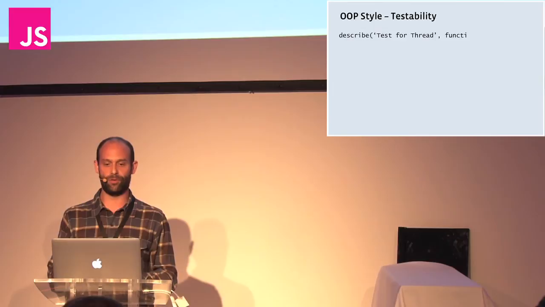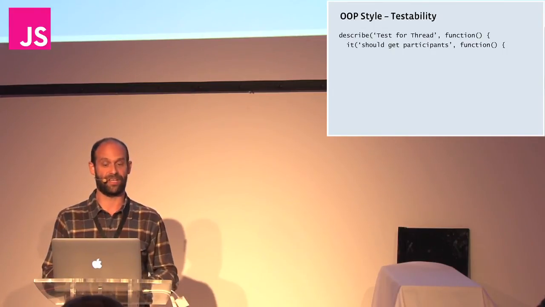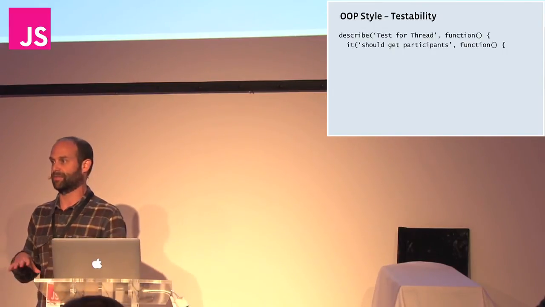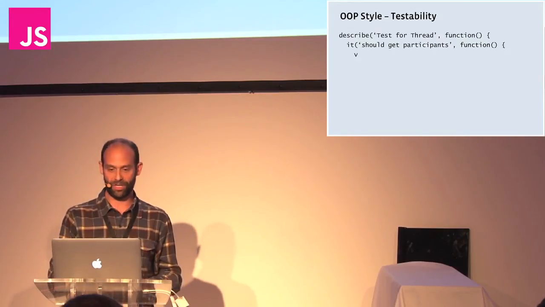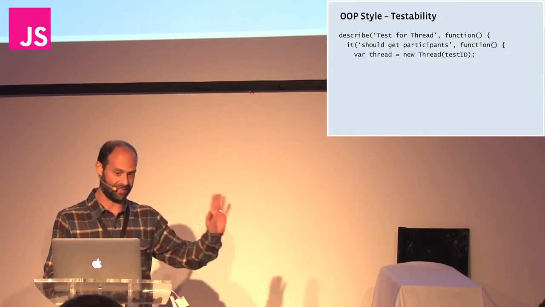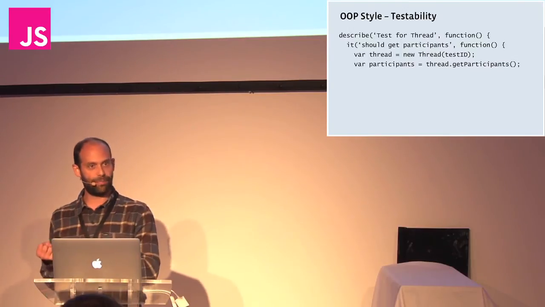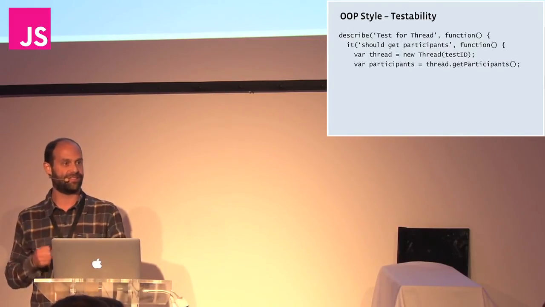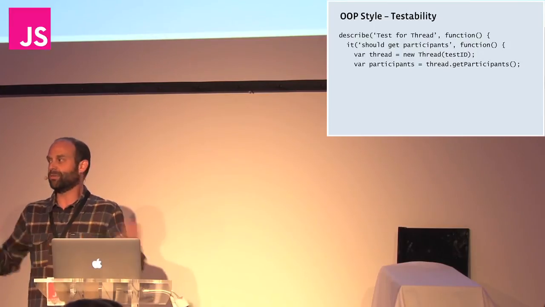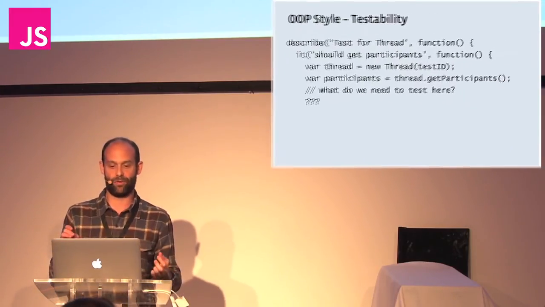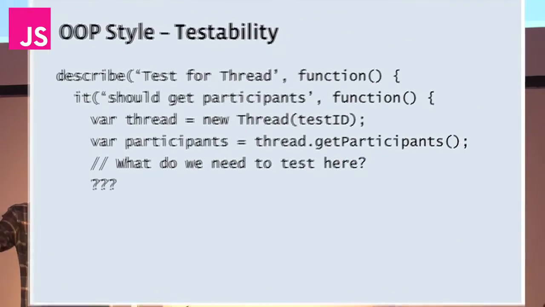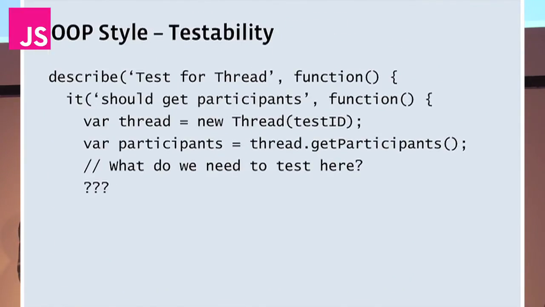The other thing that really hurts is testability, right? Consider our test for the participants' behaviors around threads. What we're going to do is make a new thread. That's easy. But when we call getParticipants in the context of a test, it's unclear what we need to test here. We can do two things. One thing we can do is return real participants from this call, in which case now we don't have a unit test. We've got an integration test of threads and participants.